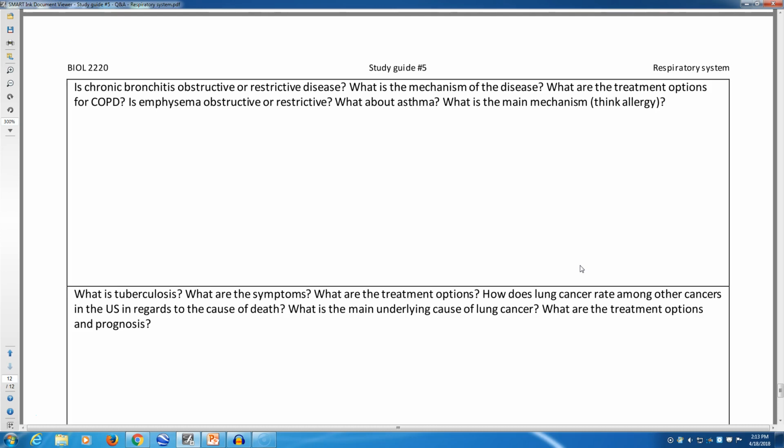Lung cancer rate, highest. Main cause of cancer death in the United States. Main underlying cause: smoking. Treatment options: early diagnosis is the best treatment. Chemo, radiation, surgery if it's early. Prognosis depends on the stage. For the first stage, it's actually pretty good. For the fourth stage, extremely poor.